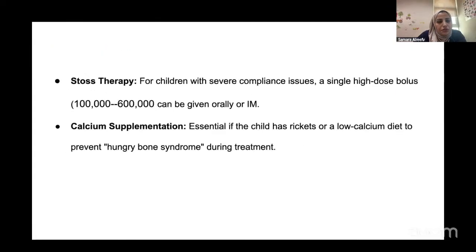There's something called stoss therapy. Stoss therapy is a single very high-dose bolus of 100,000 to 600,000 units, which can be given orally or IM. This is given for children with poor compliance to oral medication or daily dosing. It is also recommended to add calcium supplementation, which is essential for children with rickets, to prevent hypocalcemia or hungry bone syndrome.